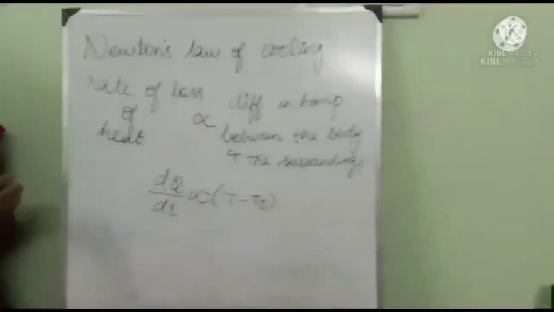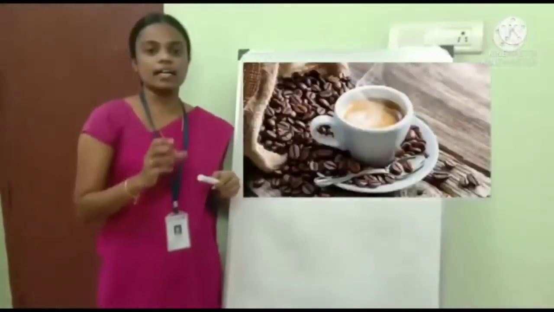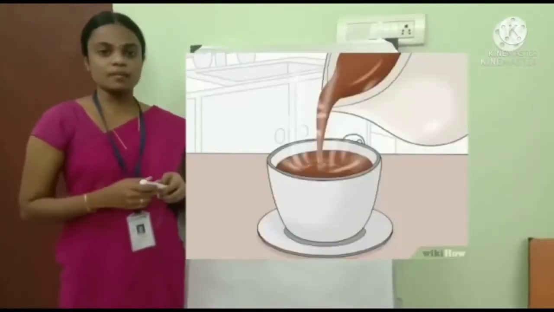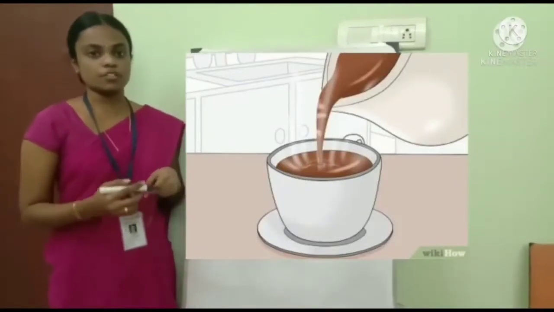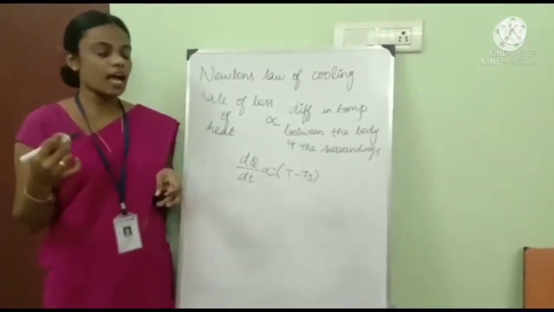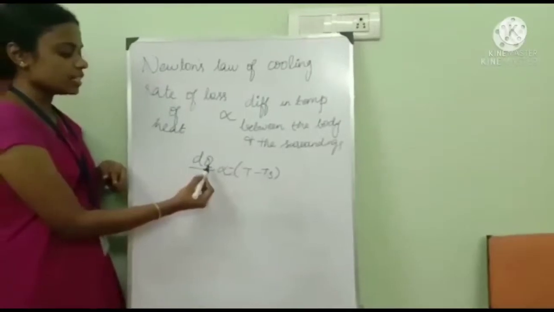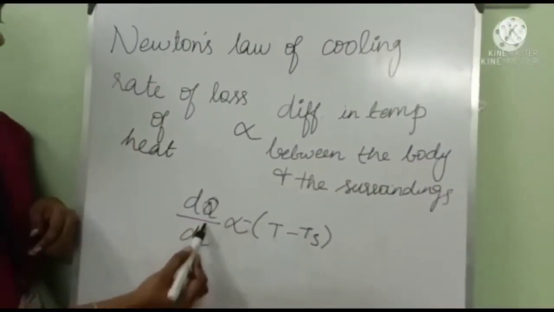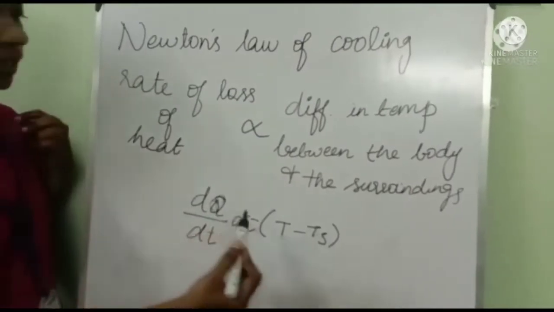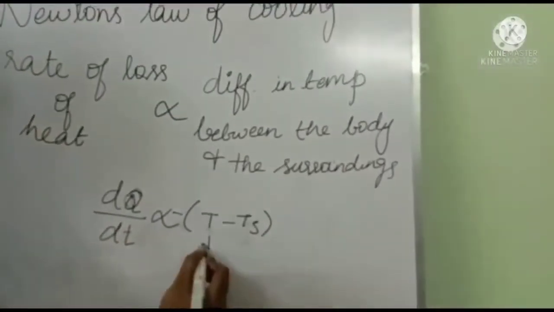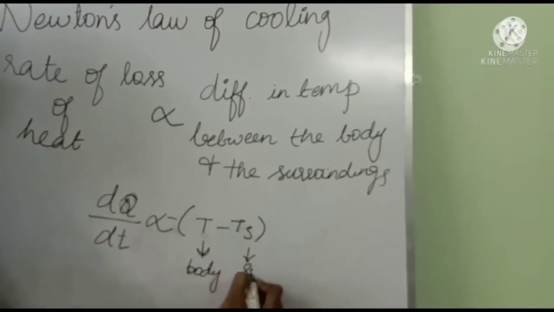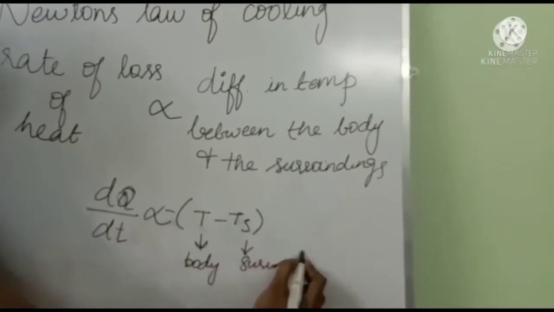For example, when you are taking a cup of coffee and you are allowing it to cool, what happens? After some time, it attains its room temperature. This is the process of heat transfer as time passes, and that is dQ by dt, where dQ by dt is the rate of heat transfer, and T minus Ts, where T is the temperature of the body and Ts is the temperature of the surroundings.